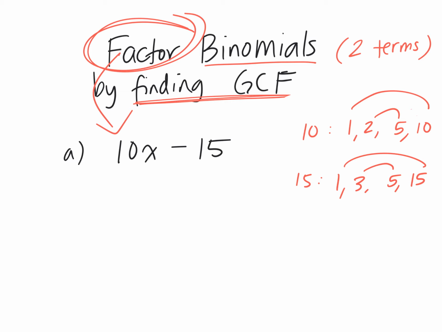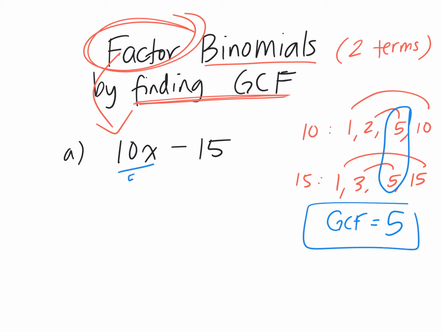So what's the greatest common factor? 5. Do they both have a variable in common? No. So what you're telling me is that both of these terms are divisible by 5. Is that correct? So 5 goes into 10x how many times? What's 10x divided by 5? 2x. What's negative 15 divided by 5? Negative 3.